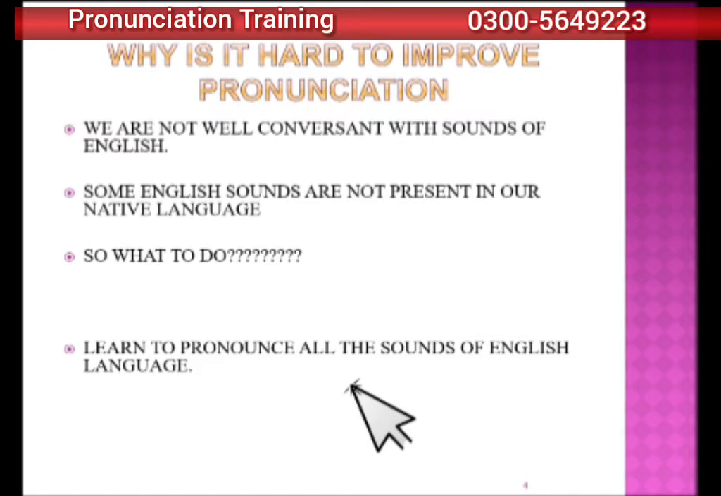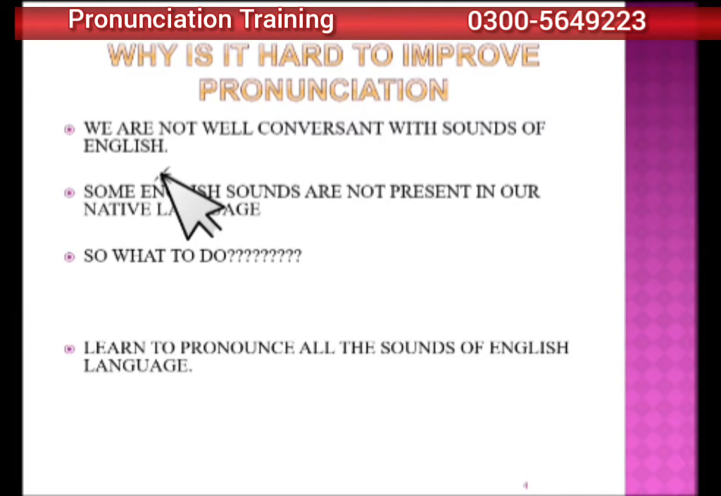The first and very important thing is, we are not well conversant with the sounds of the English language. And it's very simple, I have discussed many times earlier. Whenever we speak, we speak sounds. जब हम लिखते हैं, when we write letters, alphabets. But whenever we speak sounds. We speak sound, but we are not well conversant with sounds of English language. हमें पता ही नहीं sounds कितनी, then how can we articulate a sound?